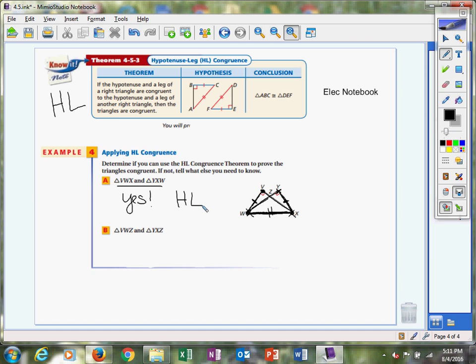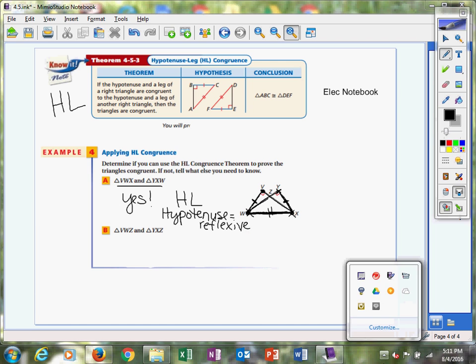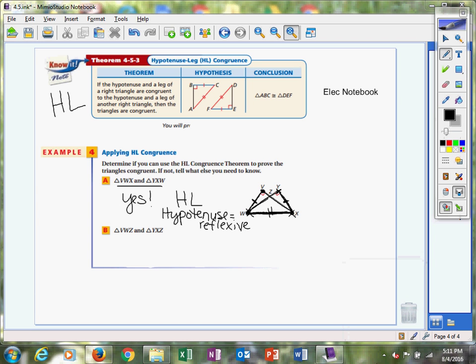The thing that we needed to know was the hypotenuse ended up being reflexive, okay? So that's what we needed to know. We were able to prove that with no problem. We're good to go there, okay? Now let me erase this picture just a little bit so for the second one, we can take a look and see if we've got enough information.